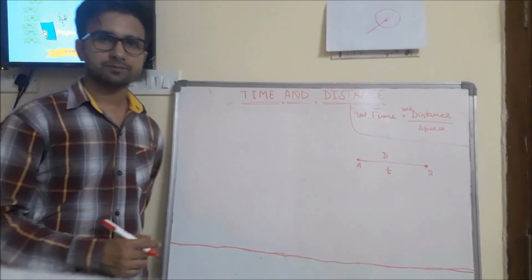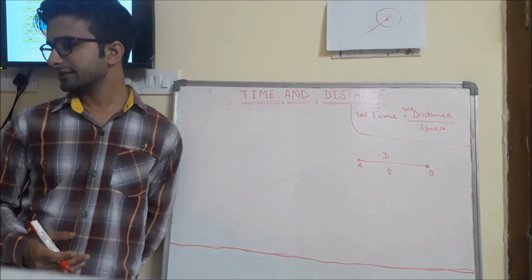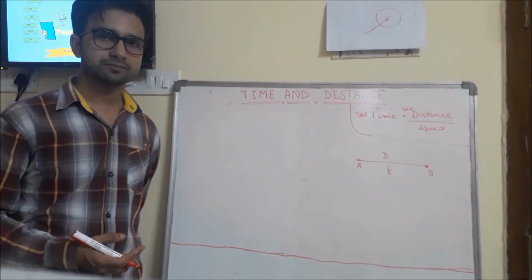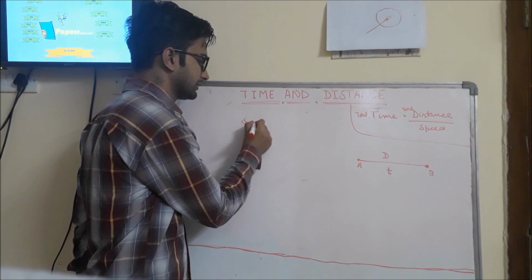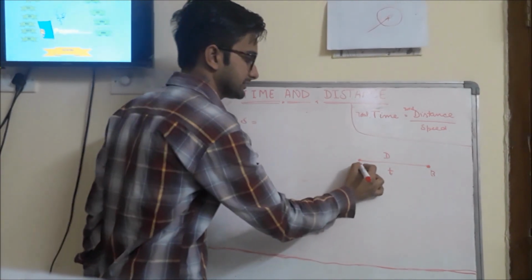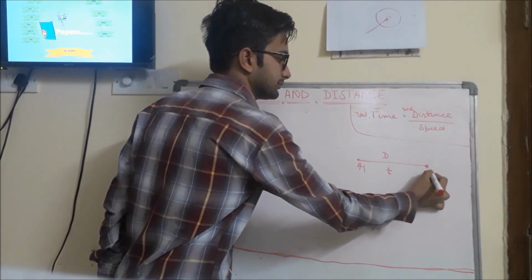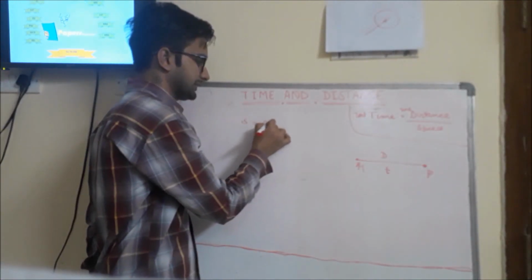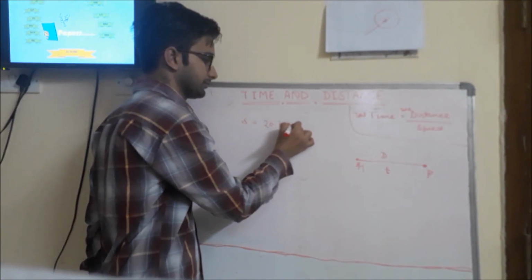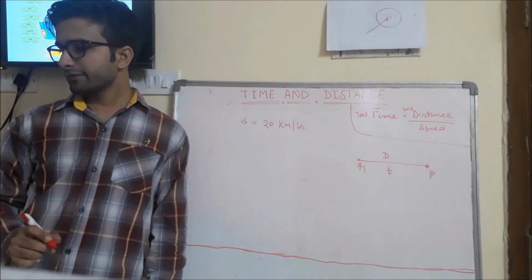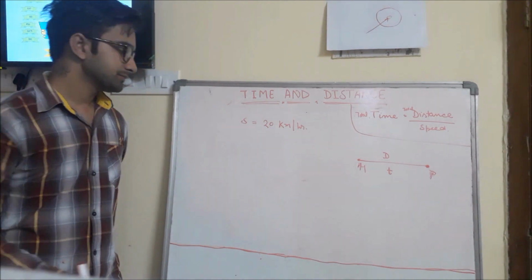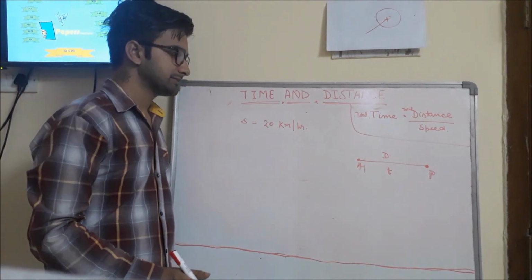First of all, the question says a person covers a certain distance from his home to park at a speed of 20 km per hour. So we already know the speed of Ram while going from home to park, from A to B. Let's say it is home and it is park. The speed is 20 km per hour, and he reaches 10 minutes late. So Ram is late by 10 minutes.